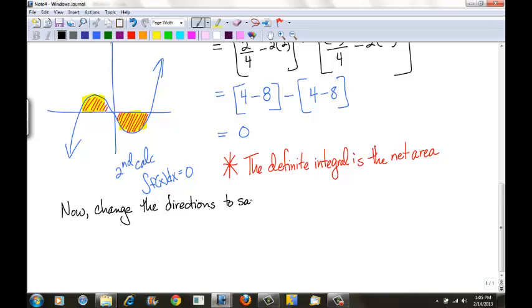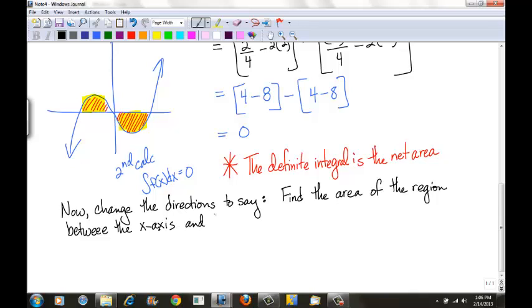Okay, change the directions to say, find the area of the region between the x-axis and the curve y equals x cubed minus 4x, where x is less than or equal to 2 and greater than or equal to -2. This is our A and this is our B.